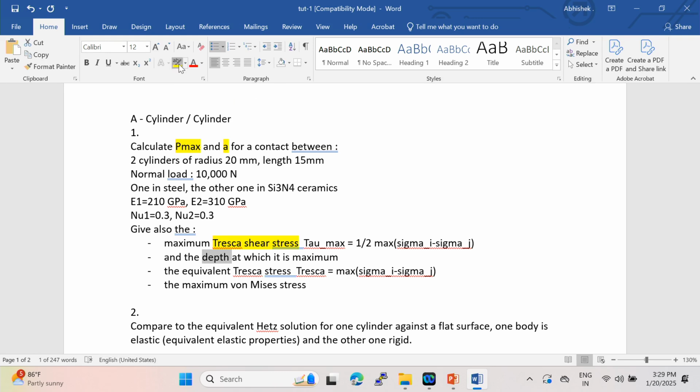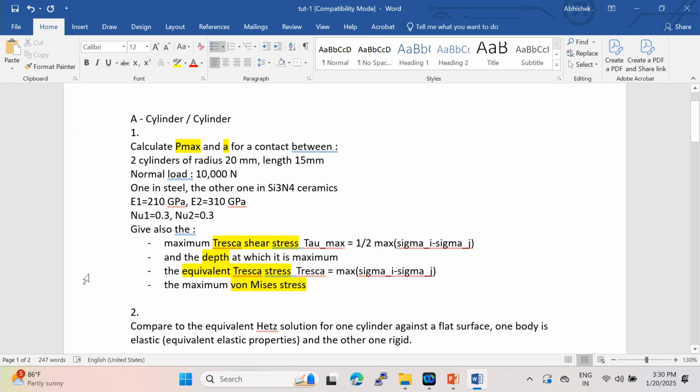In the second sheet, you can have the equivalent Tresca shear stress. The equivalent Tresca shear stress is double the Tresca shear stress, and the maximum von Mises stress. Just to discuss and to see all these values. Okay, this is just a simulation. You just have to put the correct values for that.